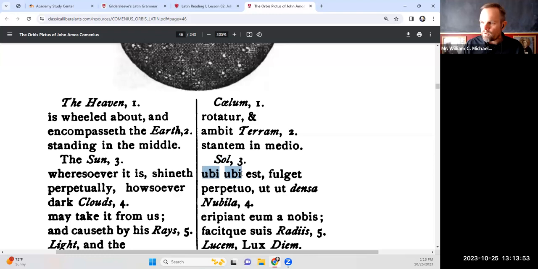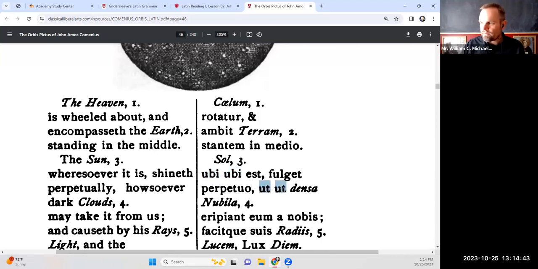And we've got this cool phrase, ubi ubi. Ubi ubi means wherever. Sol, ubi ubi est, wherever it is, fulget perpetuo. It shines perpetually. It is always shining. It's the source of light. Always shining. Ubi ubi, wherever it is. You can't ask, is that a diphthong? Because I don't know what that means. Okay, so ubi ubi est, wherever it is. Ubiquitous means everywhere. So obviously from the word ubi, but ubi ubi means wherever. It fulget perpetuo, shines perpetually.